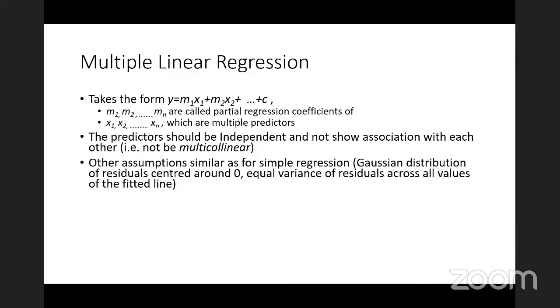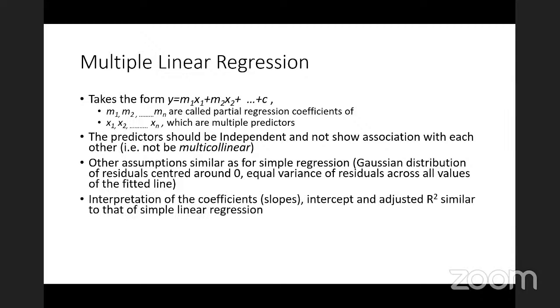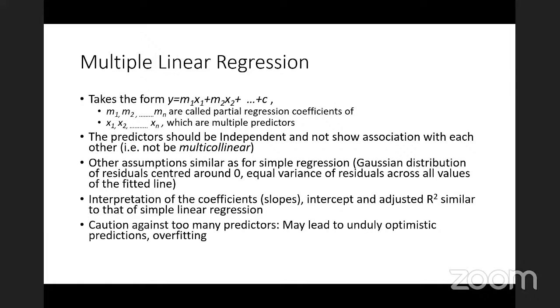The other assumptions are a Gaussian distribution of residuals centered around zero, an equal variance of residuals across the fitted line, and no influential observations. And the interpretation of the partial regression coefficients is same as the interpretation of the slope, the interpretation of the intercept, and the adjusted R square are similar to that of simple linear regression.